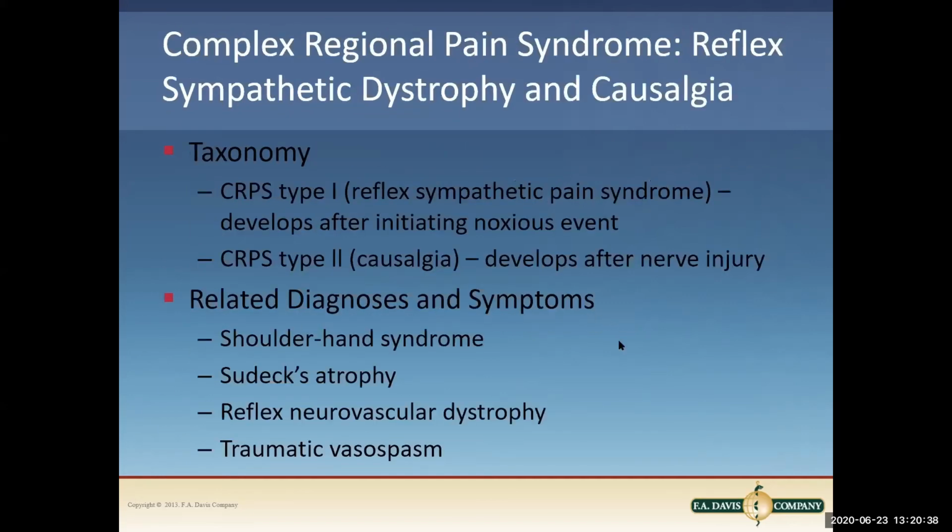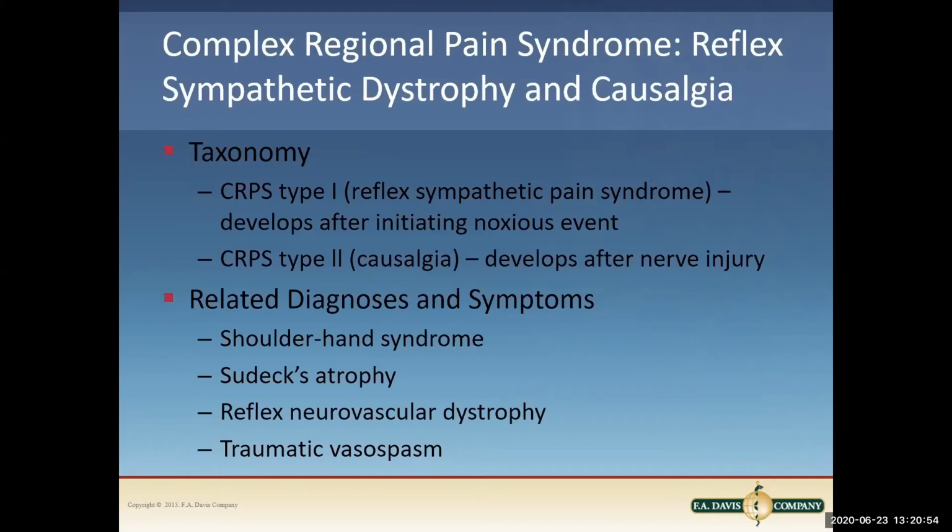So complex regional pain syndrome. Has anyone ever heard of this? CRPS? Anyone? We're almost done, I promise.